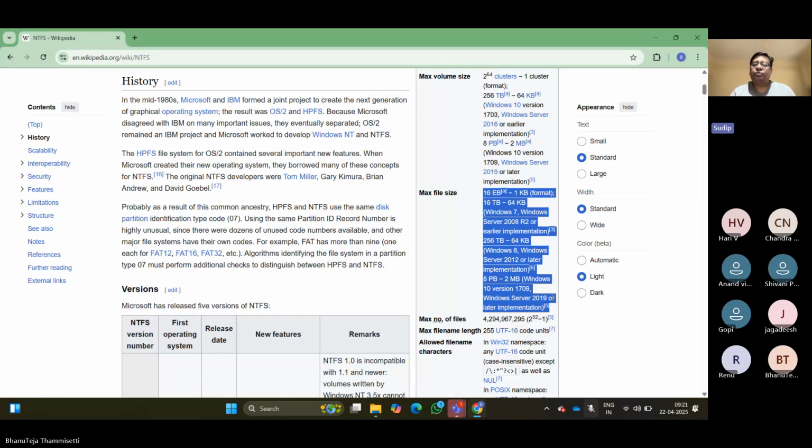Huge improvement. Then the next line, the max number of files: there is a limit on that also. In this case, it is close to 4 billion. So you can store 4 billion files in a single file system. Come down, Bhanu.